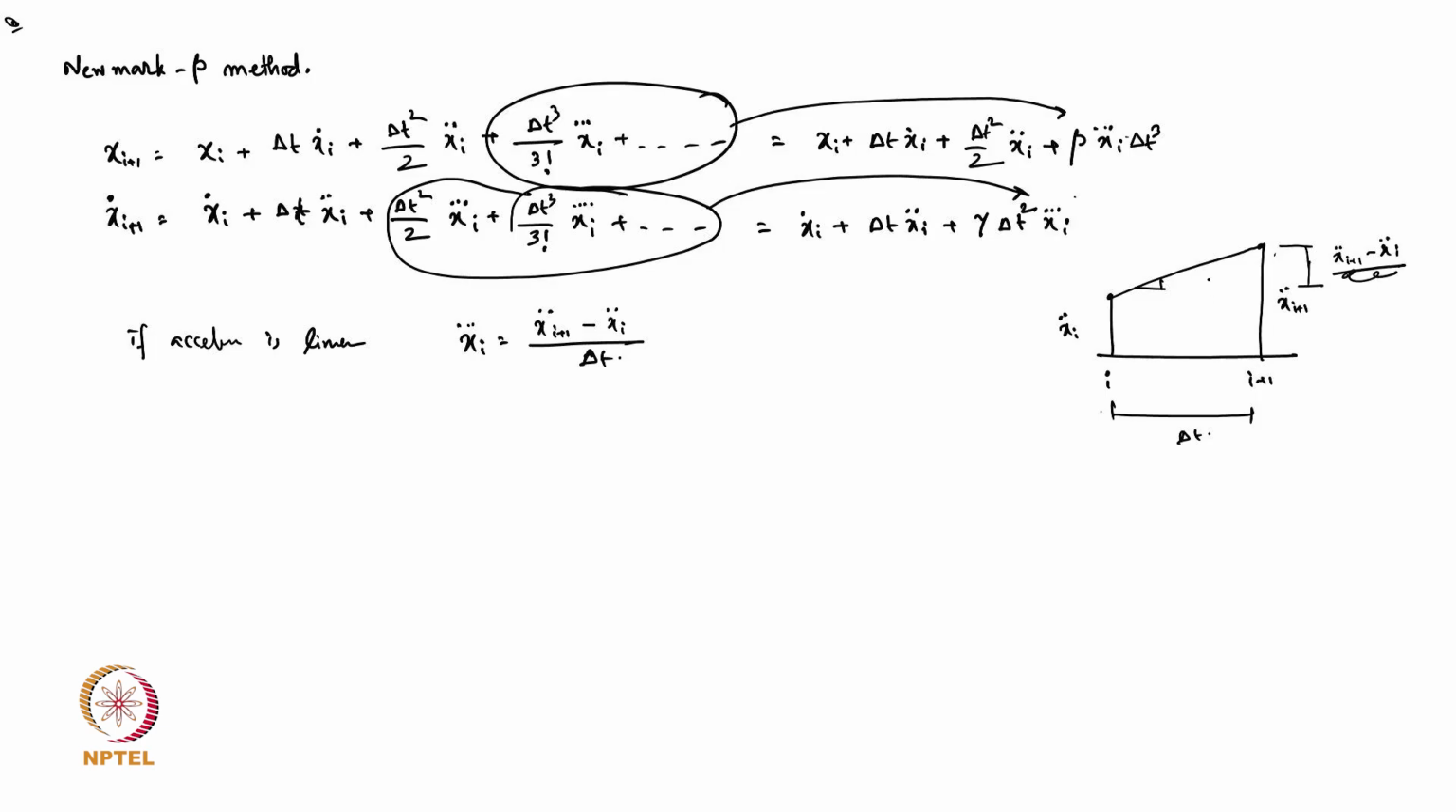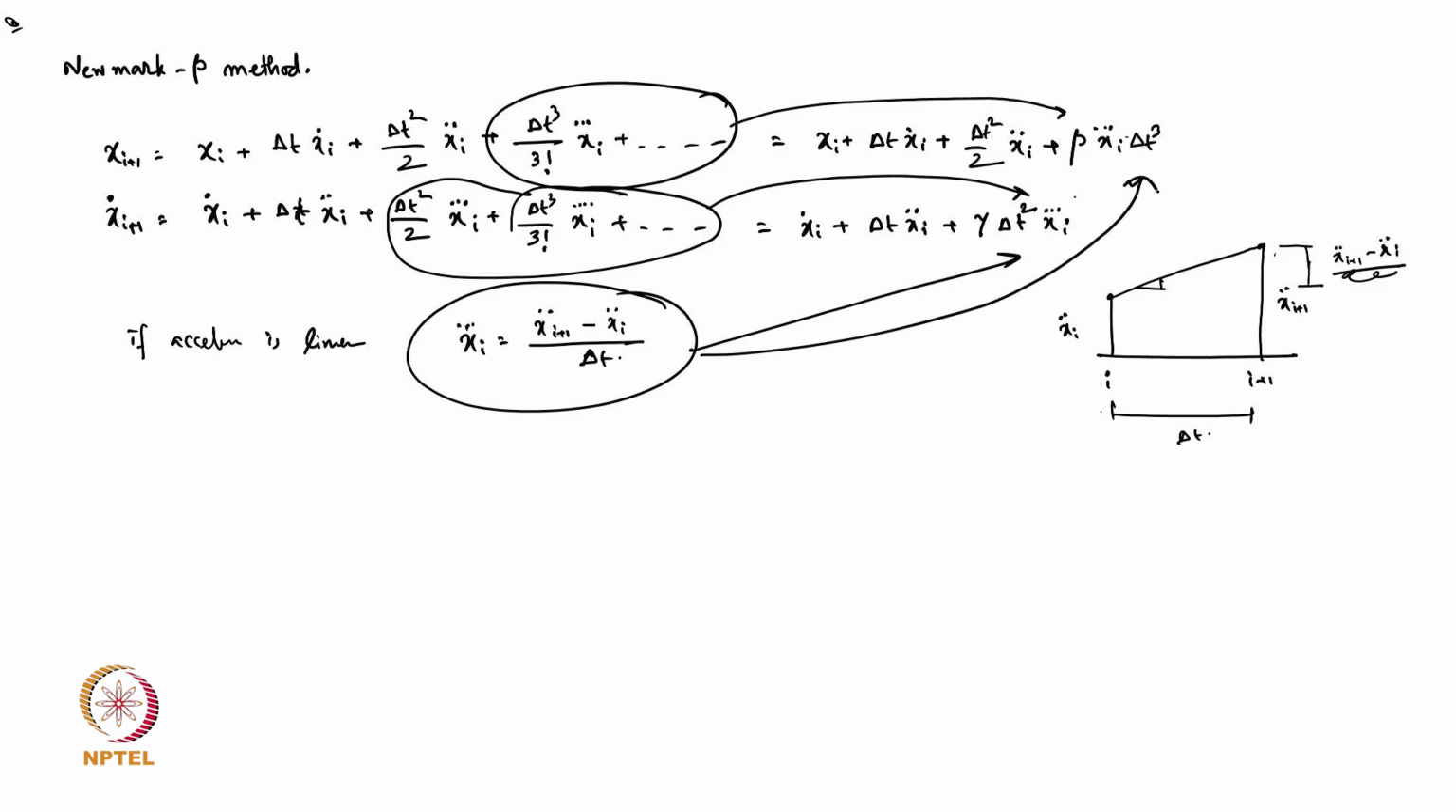So the slope will be this divided by delta t. Okay, so that will be my jerk. Now if I substitute this jerk term into these two equations, then what can I get? Then I can get x_{i+1} will be equal to x_i plus delta t into x_i dot plus delta t square by 2 into x_i double dot plus beta times delta t cube into (x_{i+1} double dot minus x_i double dot) divided by delta t.